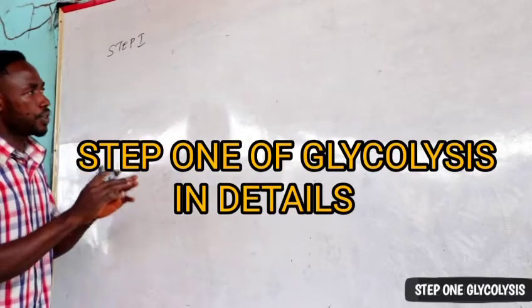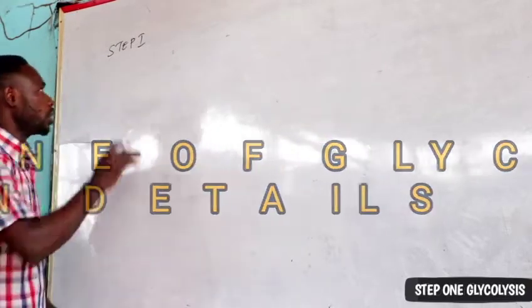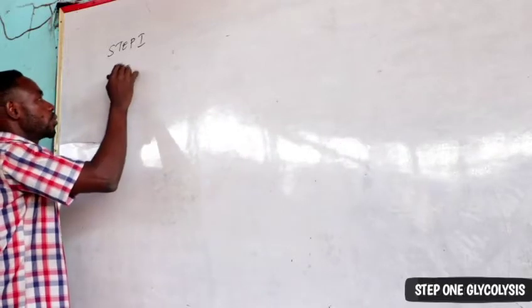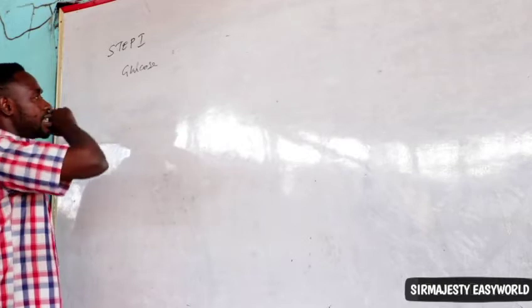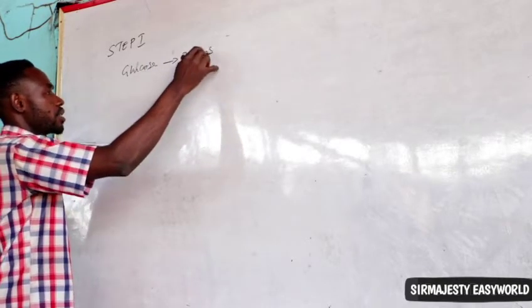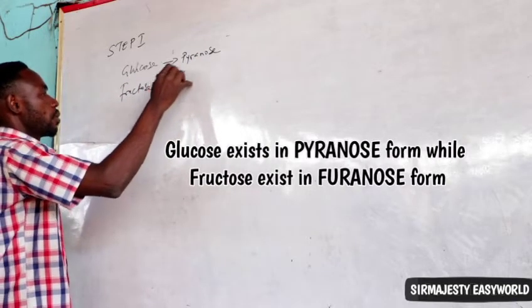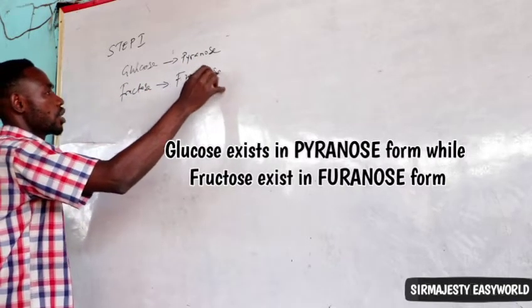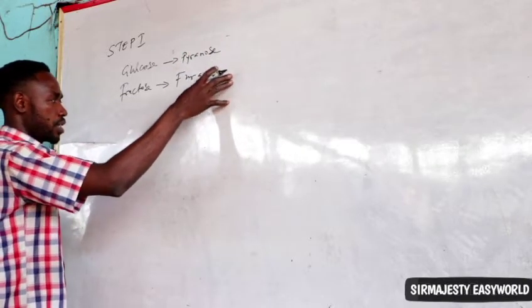But before I move into this explanation, because this will involve structures also, you should know that glucose exists in pyranose form inside the cell, whereas fructose exists in furanose form. So we must understand what pyranose means and what fructose means.